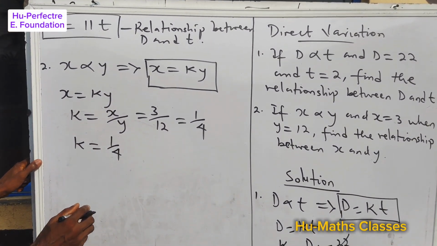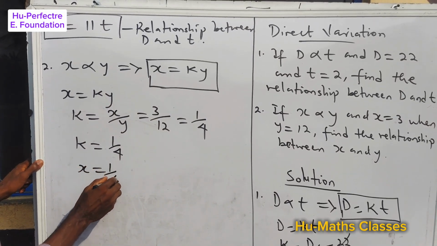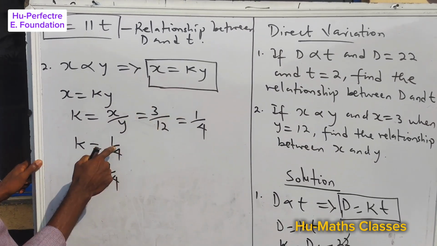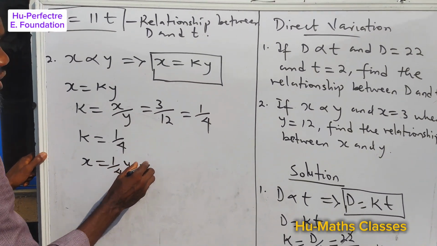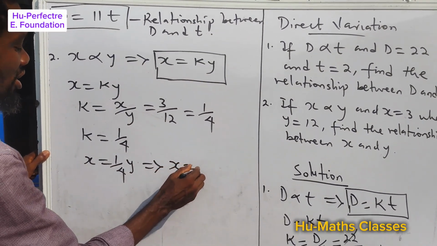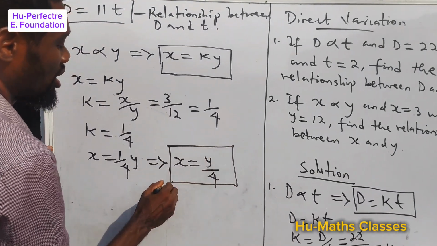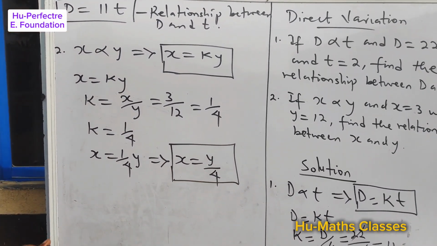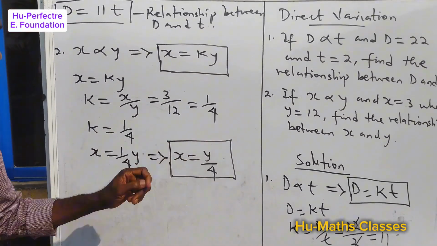We are going to rewrite the relation, which is this. We're going to have X is equal to 1 over 4 in place of K. I'm writing the value of K in place of K, 1 over 4 Y, which is the same thing as X is equal to Y over 4. So this is the proper relationship between X and Y, which is X is equal to Y over 4.